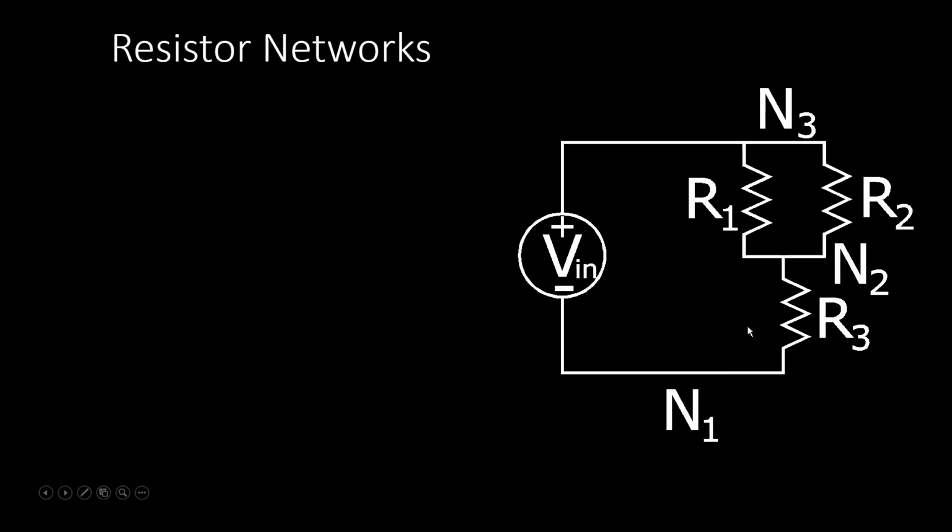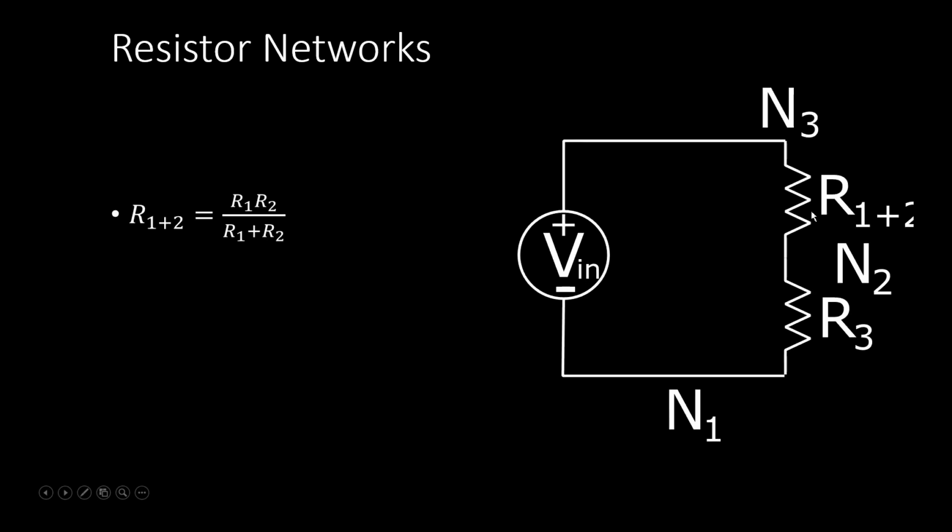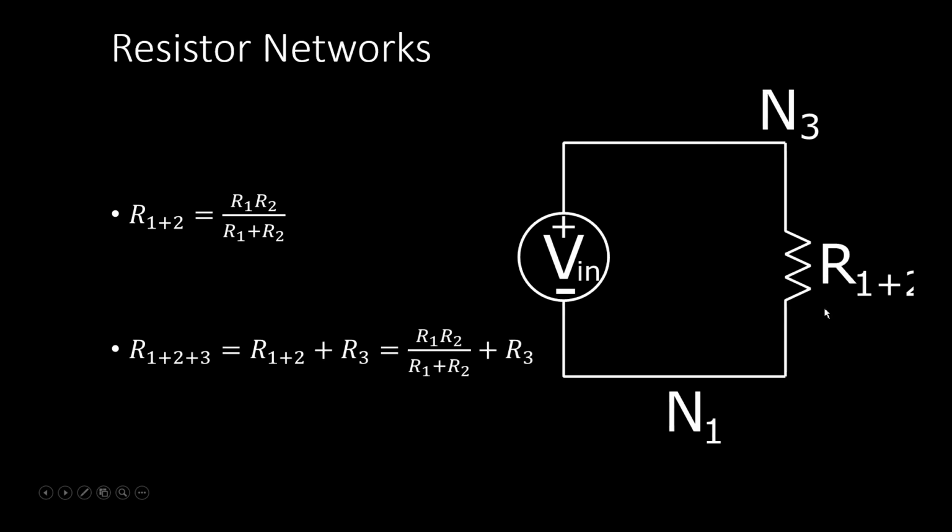So to do that, first we can see that we have these two resistors in parallel, so we can group them together. So to do that, we just add them like resistors in parallel. So that gives us their equivalent resistance, which is just the product over the sum. And now we have two resistors in series. So we can go ahead and add those together, and that's a simple summation.